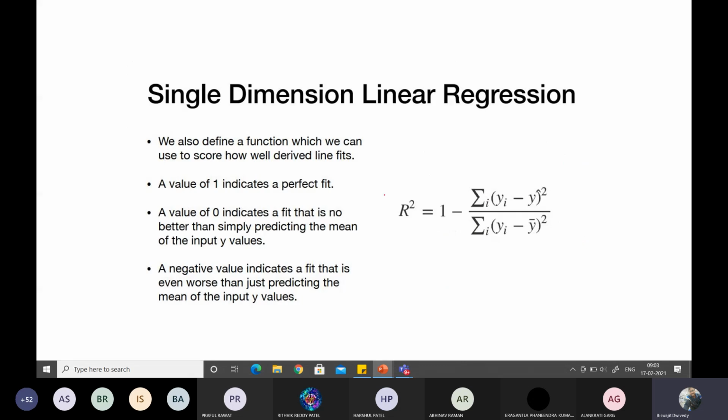So next, similarly, by using some conditions, we can also find out the R square value. Okay, so your R square can be written in this manner: 1 minus summation of (y minus y cap) whole square divided by summation of (y minus y bar) whole square.